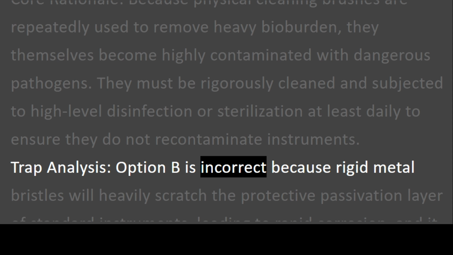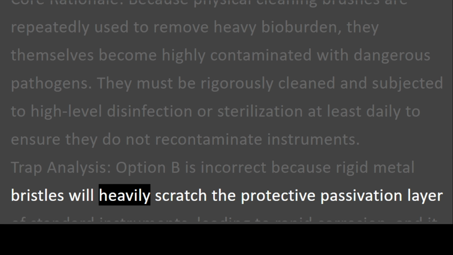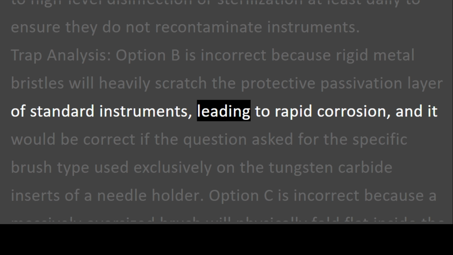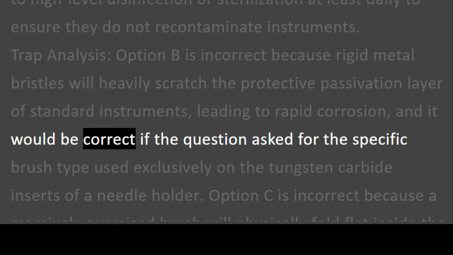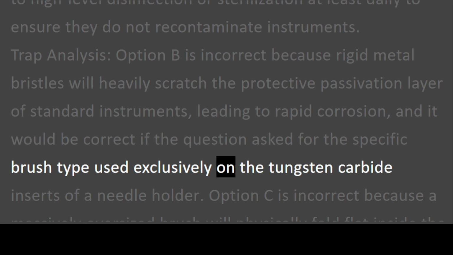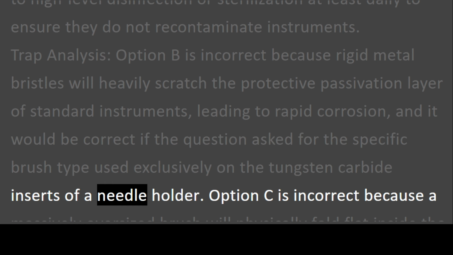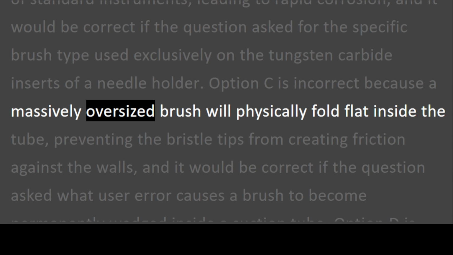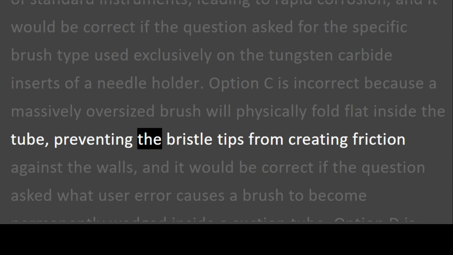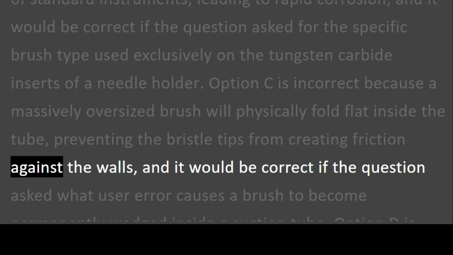Option B is incorrect because rigid metal bristles will heavily scratch the protective passivation layer of standard instruments, leading to rapid corrosion. And it would be correct if the question asked for the specific brush type used exclusively on the tungsten carbide inserts of a needle holder. Option C is incorrect because a massively oversized brush will physically fold flat inside the tube, preventing the bristle tips from creating friction against the walls.